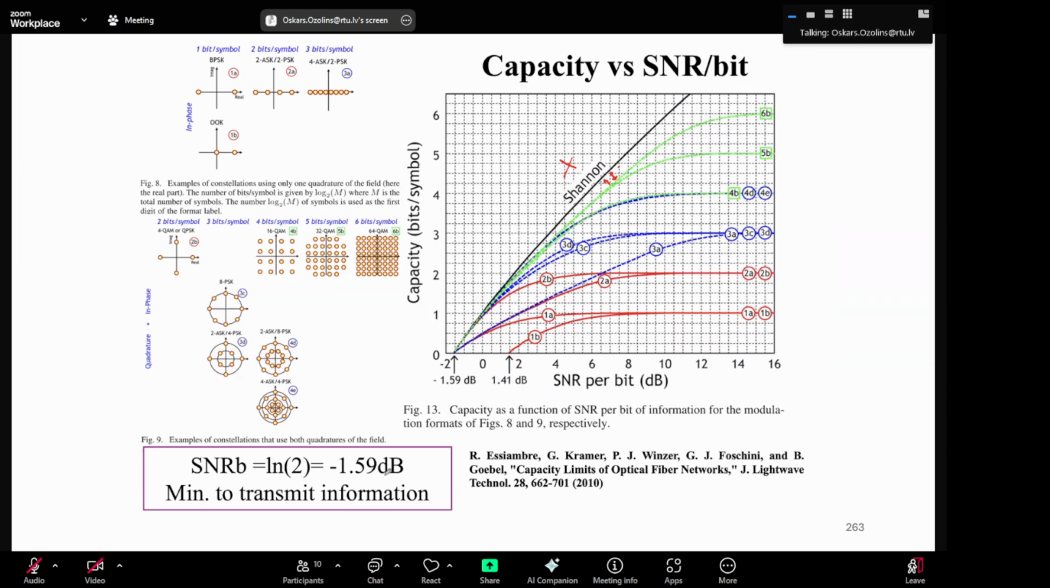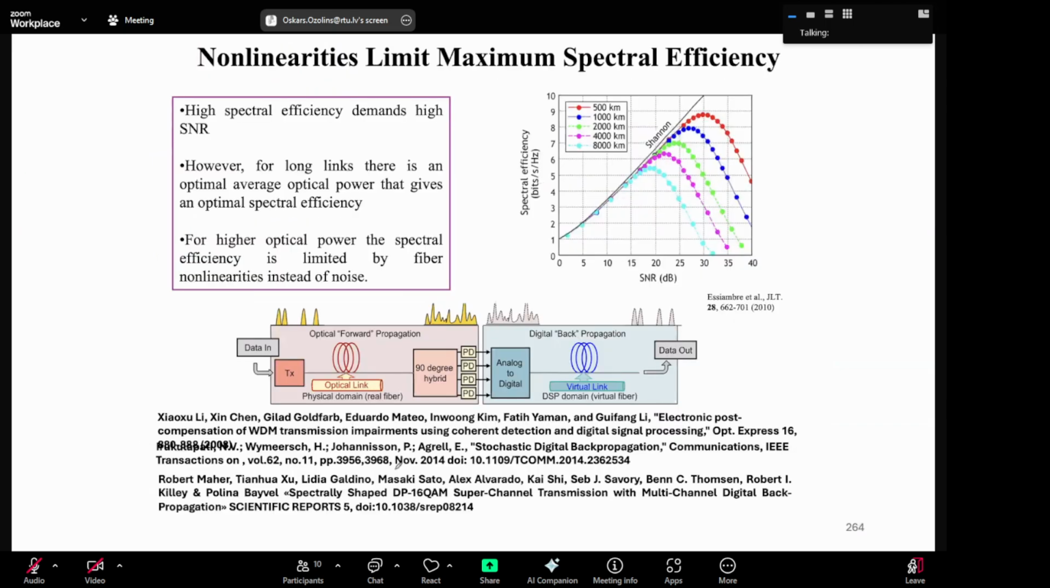And there's one interesting number you can keep in mind: the minimal signal to noise ratio to transmit information is minus 1.59 decibels. It's a negative signal to noise ratio, and you can already start to transmit information.